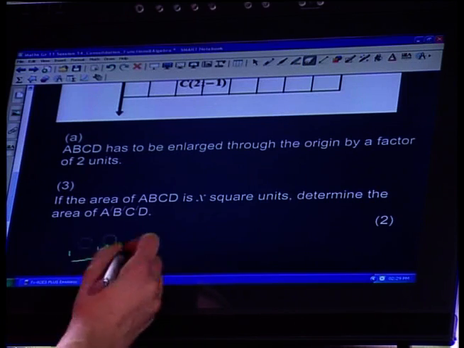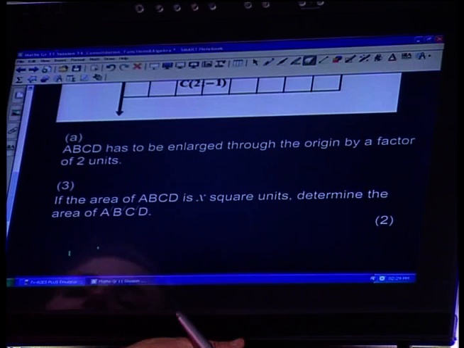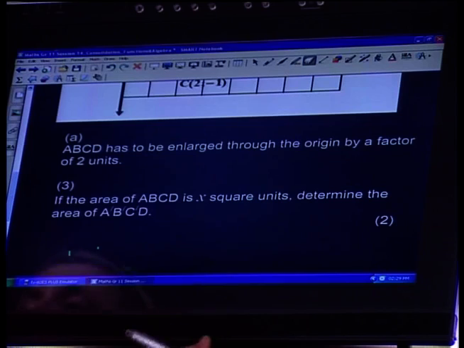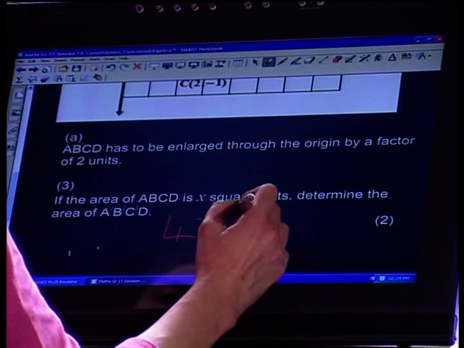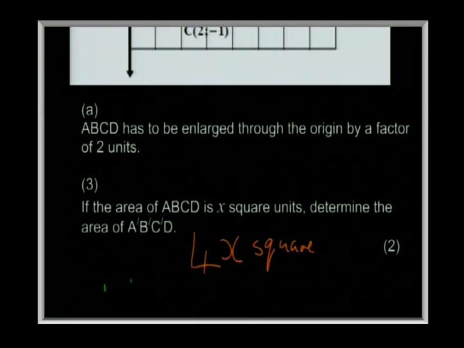So if the area of ABCD is x square units, determine the area of A dash B dash C dash D dash, and that will be 4 times x square units. And that is because every side is doubled, so therefore the area is 4 times as large. And I think that explanation should suffice. And guys, this is not only true for quadrilaterals, it is also true for a circle, let's say. If you have a circle with a radius of 1, and you now double that radius to 2, the area of the circle with the radius of 2 will be 4 times as big as the area of the circle with the radius of 1.